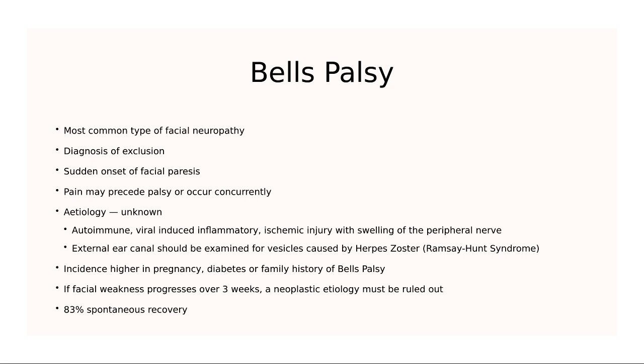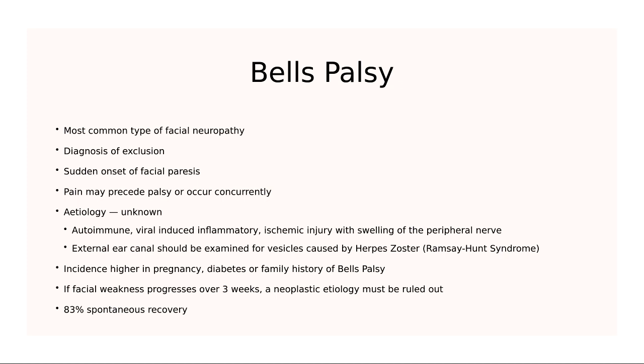Patients will present with sudden onset of facial paresis. The pain may precede the palsy or it may occur concurrently. Most of the time, the etiology is unknown, but it can be secondary to an autoimmune or virally induced inflammatory ischemic injury with swelling of the peripheral nerve.